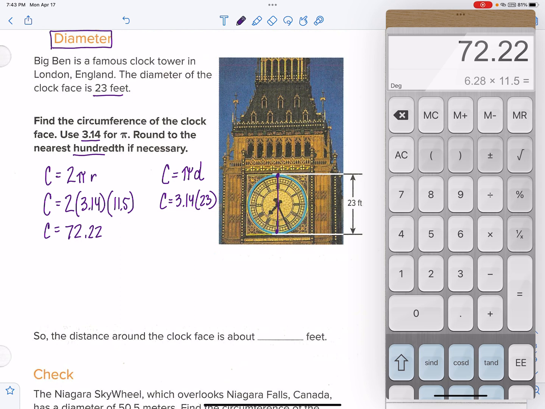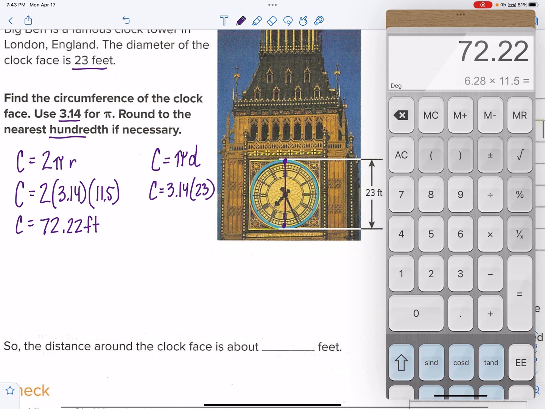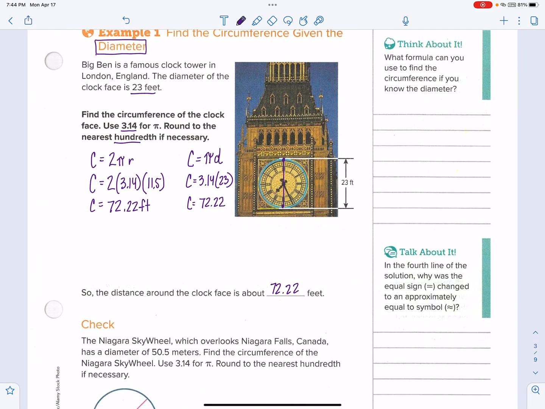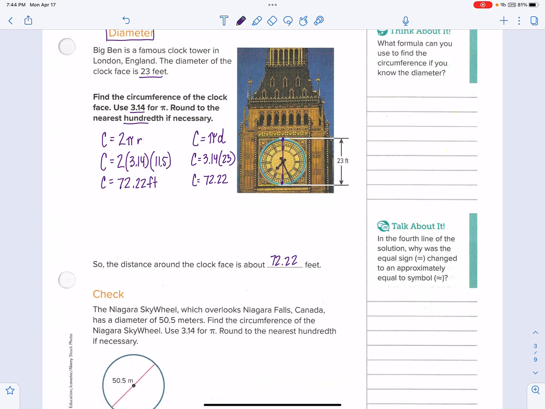And this distance around is circumference. Remember, it's like a perimeter, so it's just feet. We're not finding the area or anything like that. Now let's check and make sure this one matches too. If we just do 3.14 times 23, you can see we get the exact same thing, 72.22. So it's up to you what formula you want to use. I'm just going to be showing you both as we go. So the distance around the clock is about 72.22 feet around.